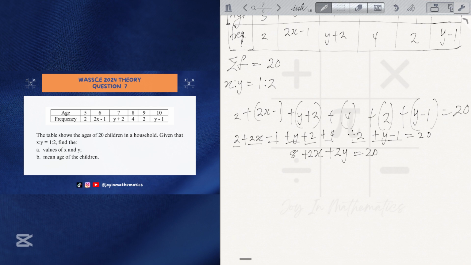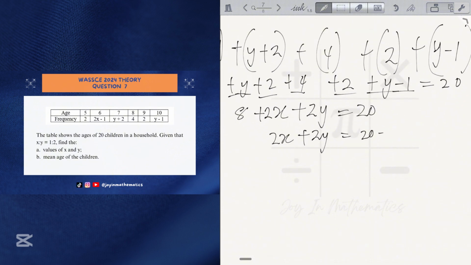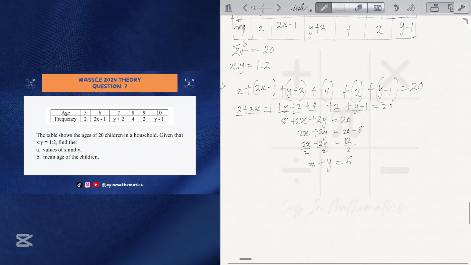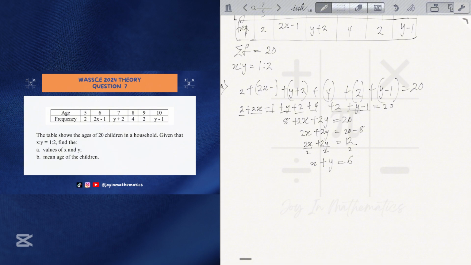So if we move x to the right hand side, we will have 2x plus 2y is equals to 20 minus 8 rather. So we have 2x plus 2y to be equals to 12. Let's divide all through by 2. So we have x plus y is equals to 6. And the question says we should find the value of x and y.